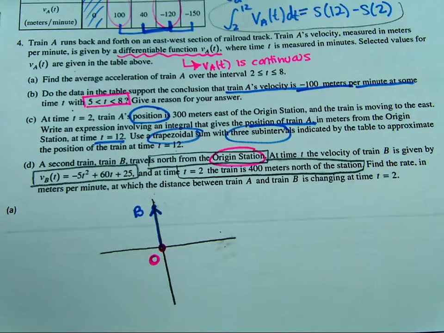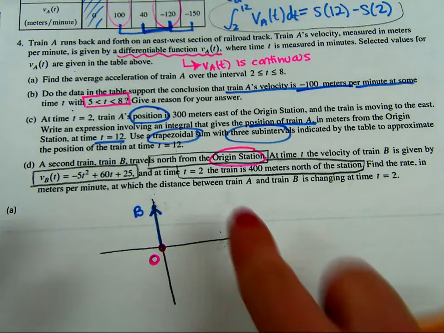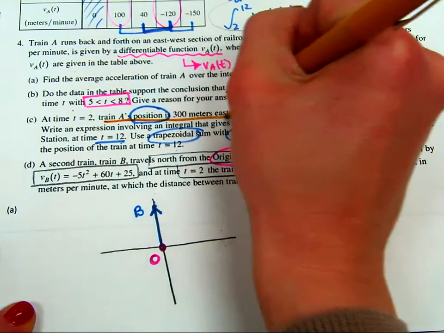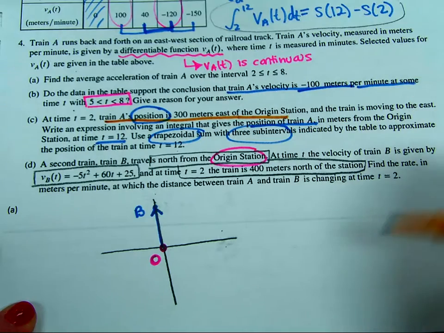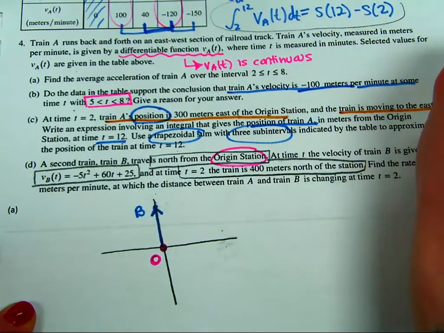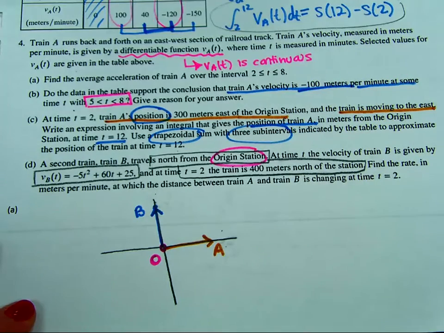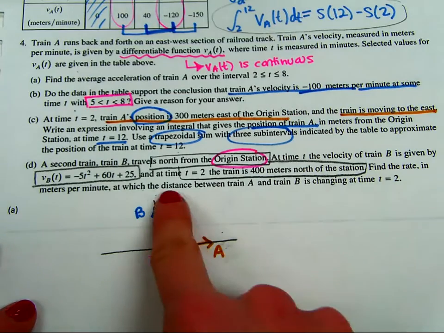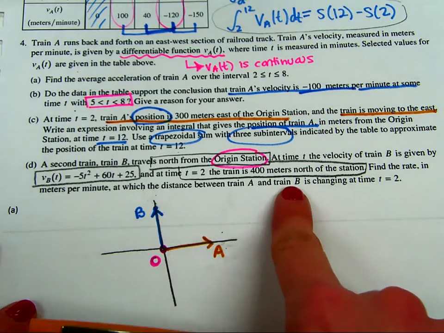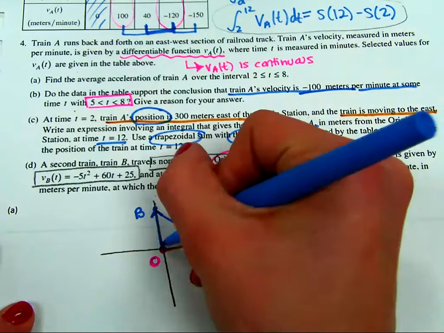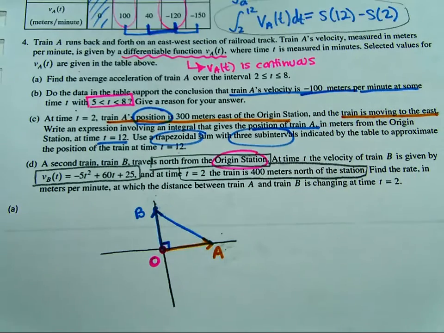All right, and then also I think we need to go back and look at this, it talks about train A too. They told us about its position. It was east of the origin, and it's moving east. So east is to the right. So train A is going over here. All right, and they're asking about the distance between train A and B, how it's changing. So I think we need to connect this. We need to form a right triangle here. All right, we probably want to label our sides.